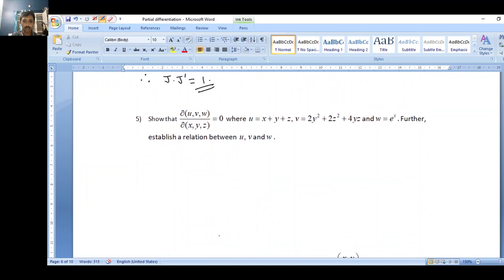Yeah, this is somewhat different from the previous questions. So first we'll read the question carefully. Show that dou of u comma v comma w by dou of x comma y comma z is 0, where u, v and w are given as here. So of course this is nothing but j as we know. Of course there is another bit in the question, but we'll try to address that part later. So we'll try to answer the first part straight away.